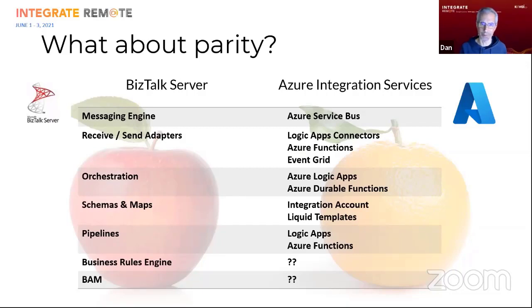Pipelines are really just an assembly line of components that run and do some processing on your messages. You can easily build that using actions in Logic Apps or calls out to Azure Functions.